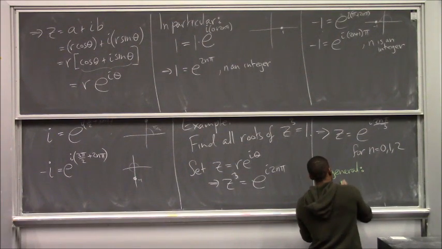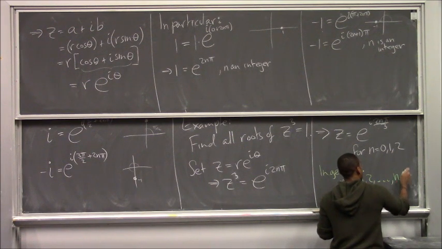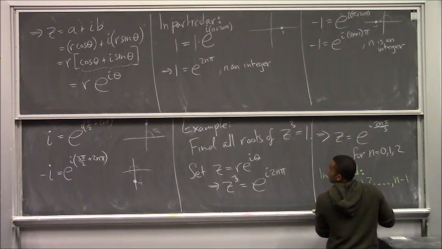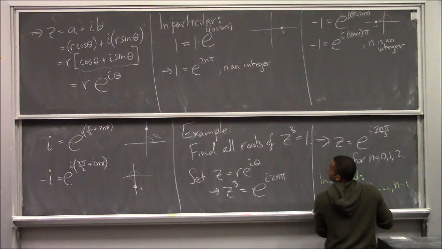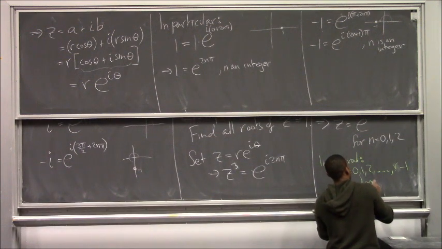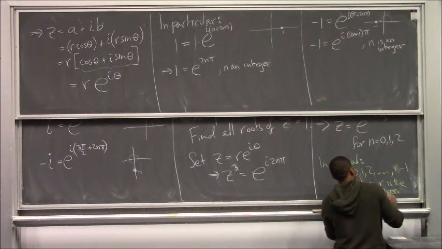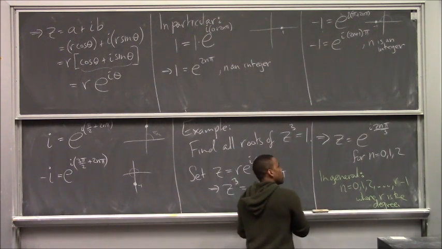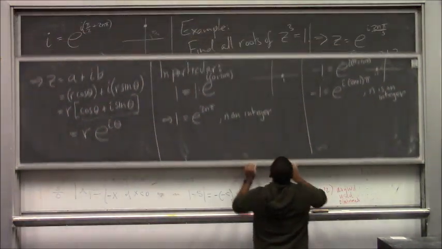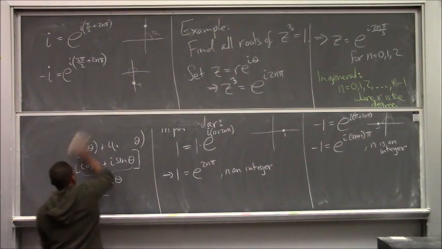Once you do something like this, you're going to set n to go from 0 all the way up to 1 less than, what do I want to call this? Call it r minus 1, where r is the degree. And so now, if I do all of those, I will get all the roots.